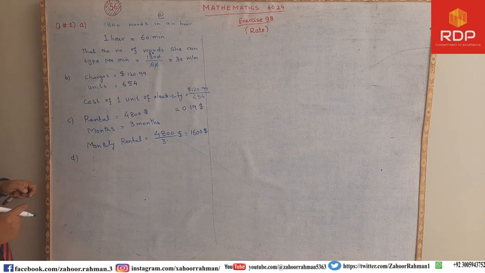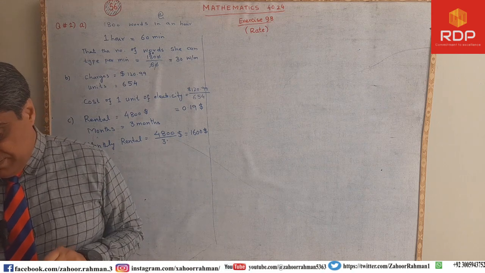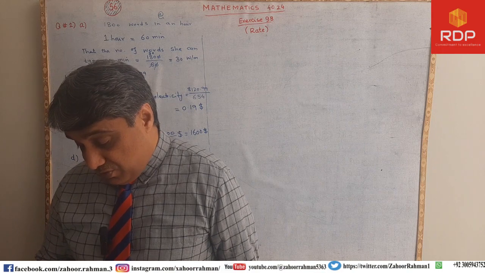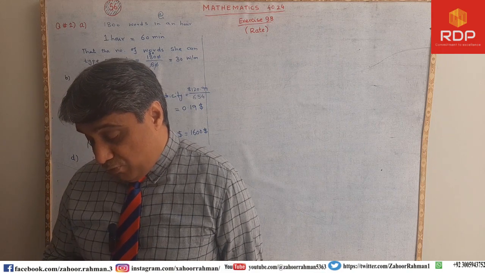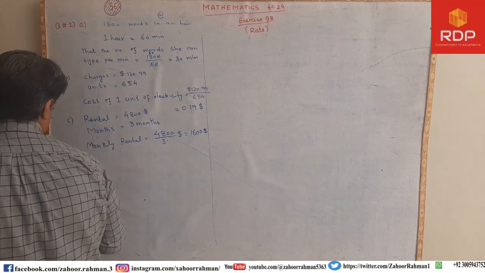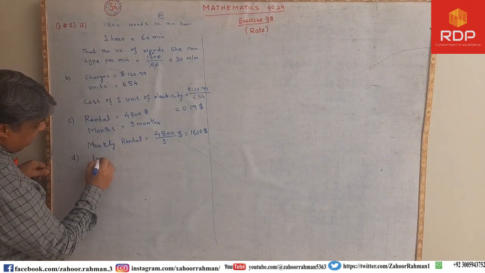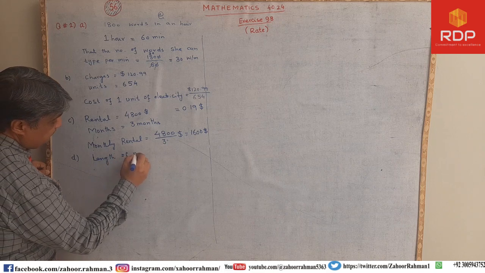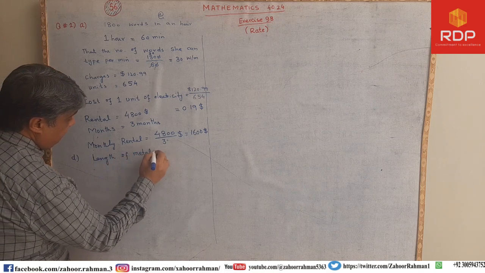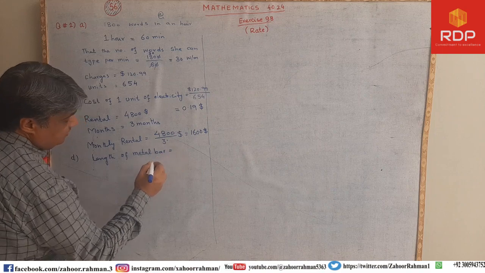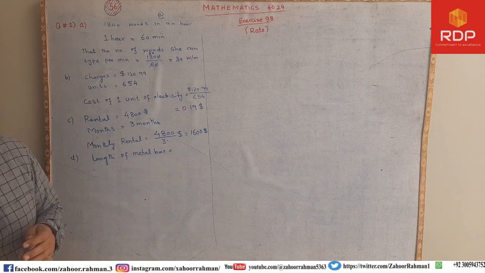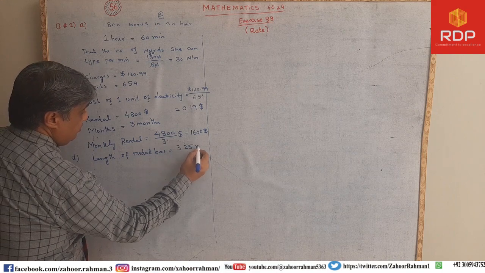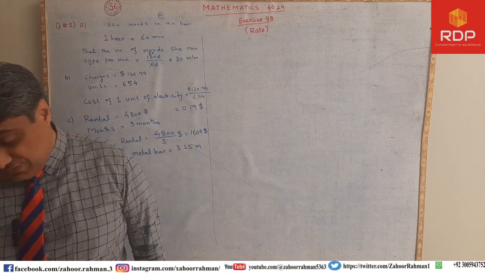Now part D of this question says: the mass of a metal bar, which is 3.25 meters long. The length of the metal bar is equal to 3.25 meters. This is the length.